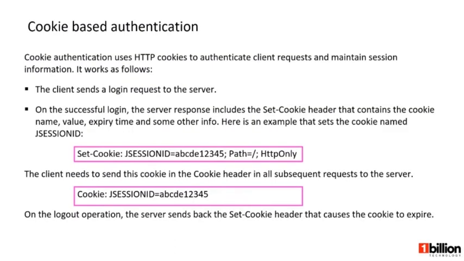The first method is cookie-based authentication. Cookie authentication uses HTTP cookies to authenticate client requests and maintain session information. It works as follows. The client sends a login request to the server. On successful login, the server response includes the Set-Cookie header that contains the cookie name, value, expire time and some other information. The client needs to send this cookie in the Cookie header in all subsequent requests to the server.